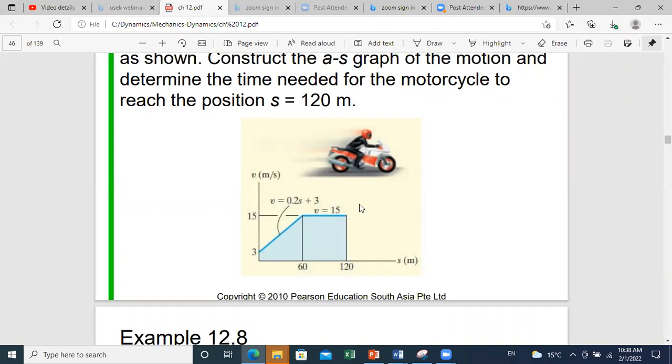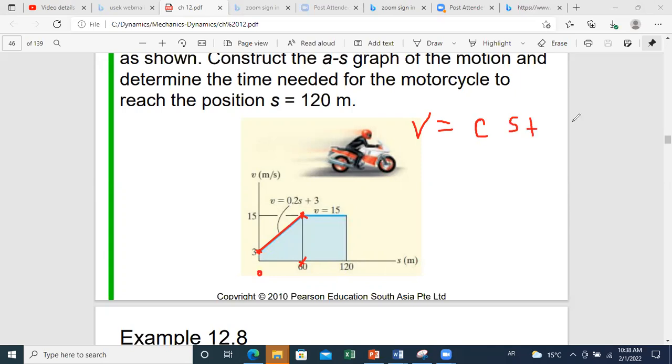And already, you have simple functions. So even if they don't give you the function, you can find them. So in phase 1, you can say that V is linear with respect to S, and I already have 2 points. I know that at S equals 0, V equals 3, and at S equals 60, V equals 15. So I can say that this linear variation can be written as V equals a constant slope, let's say C, times S plus a constant B.